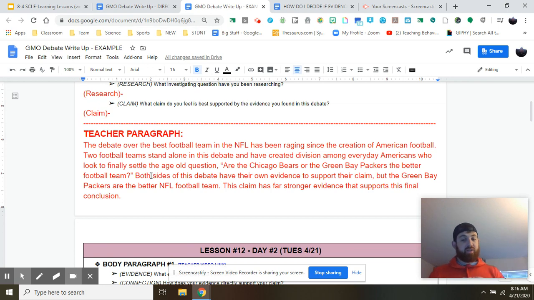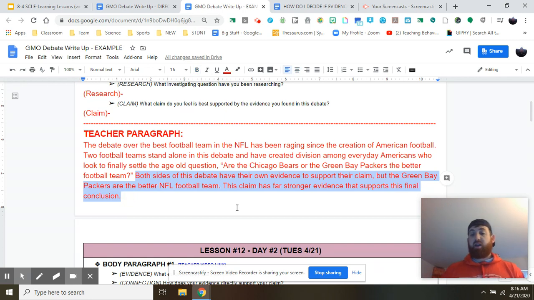And I know this is going to sound biased, but here is the big claim that I feel is best supported by evidence, okay? And it kind of has 2 sentences that lead into it. Both sides of this debate have their own evidence to support their claim, but the Green Bay Packers are the better NFL football team, okay? The claim has far stronger evidence that supports this final conclusion, okay?